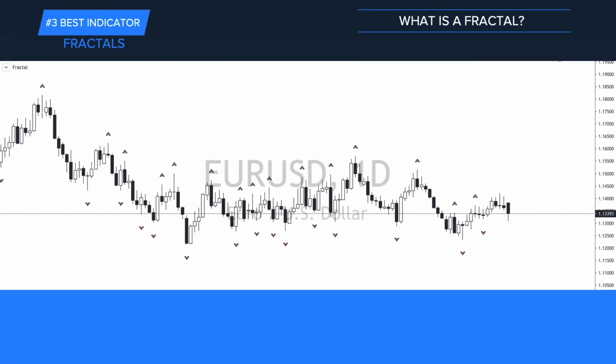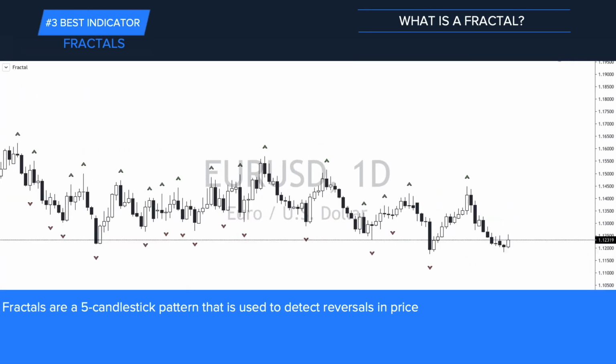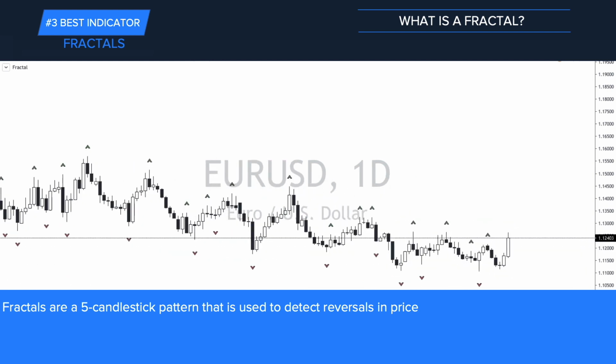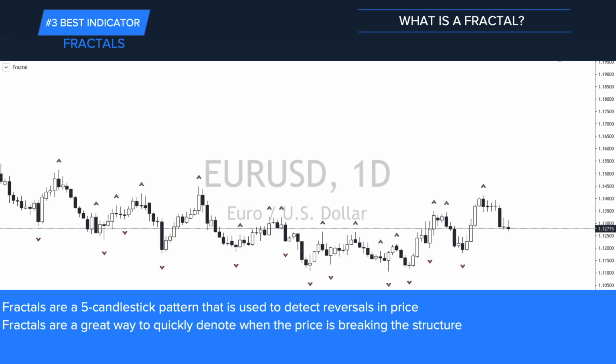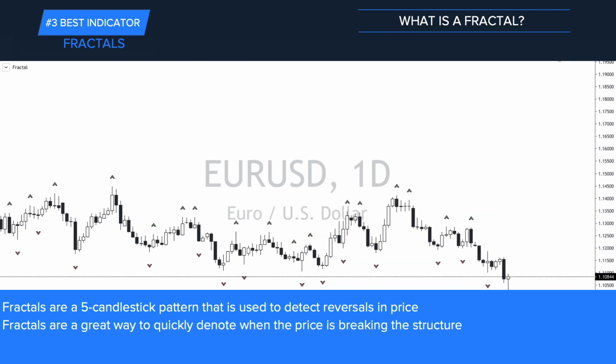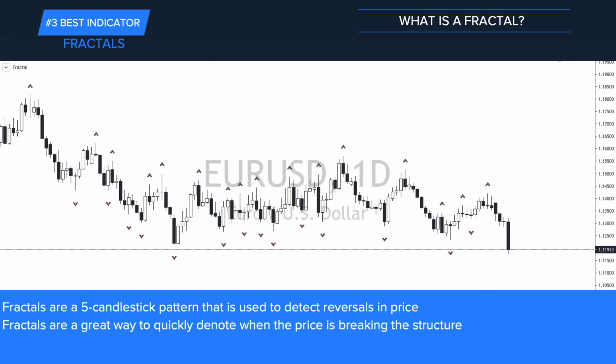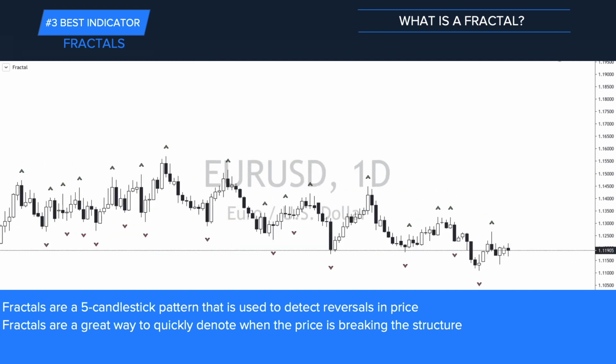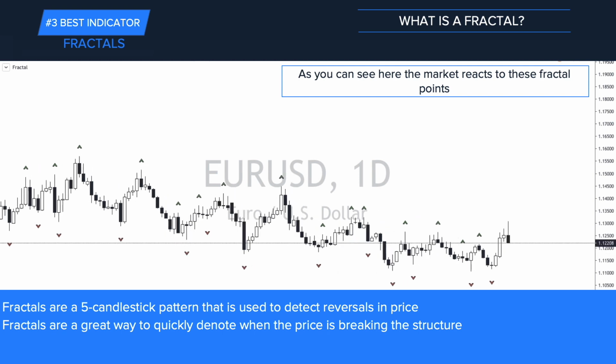So, what are fractals? Fractals is a 5 candlestick pattern that can be used to detect reversals in price in both bullish and bearish trends. Fractals are a great way to quickly identify when the price is breaking the current market structure. Fractals through indicators normally print an arrow to highlight the pattern. As you can see here, the market reacts to these fractal points.